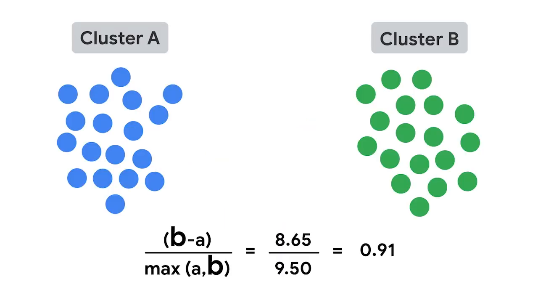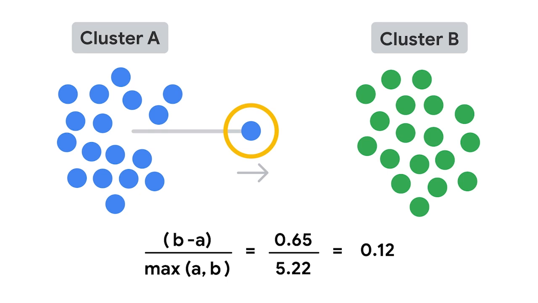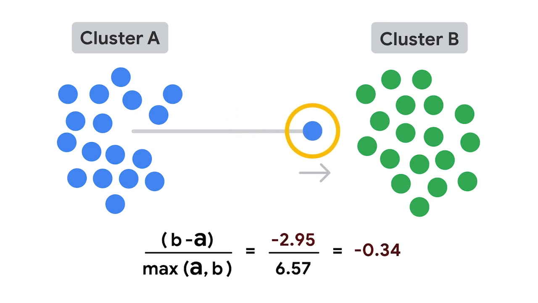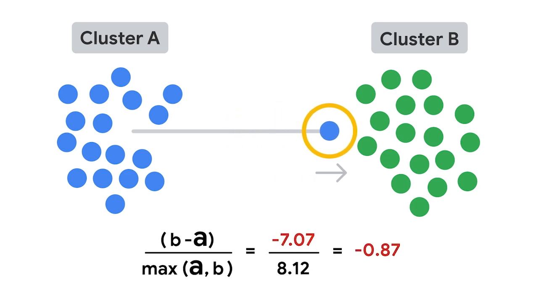Consider this schematic. If an observation has a silhouette coefficient close to 1, it means that it's both nicely within its own cluster and well separated from other clusters. A value of 0 indicates that the observation is on the boundary between clusters. If your observation has a silhouette coefficient close to -1, it may be in the wrong cluster.